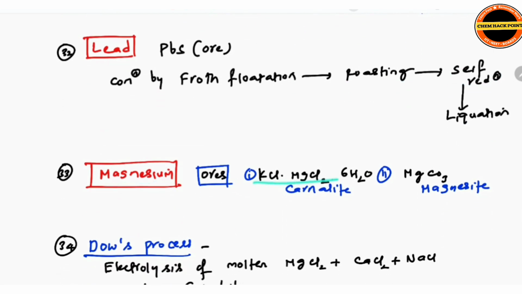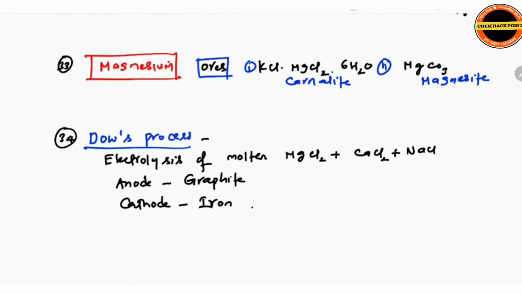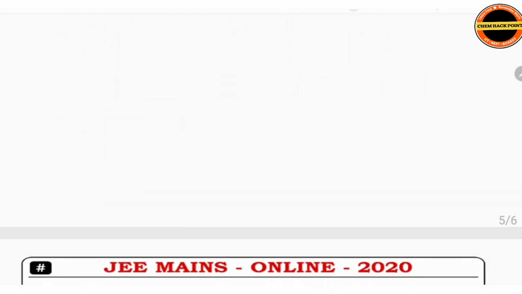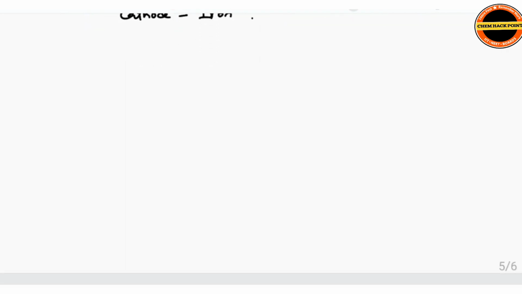Magnesium: ores are carnallite and magnesite. Downs process: electrolysis of molten MgCl2, CaCl2 plus NaCl, anode is graphite, cathode is iron. Okay, I gave different important statements here which are repeatedly asked in JEE Mains and Advanced questions. Properly pause the video and observe it.